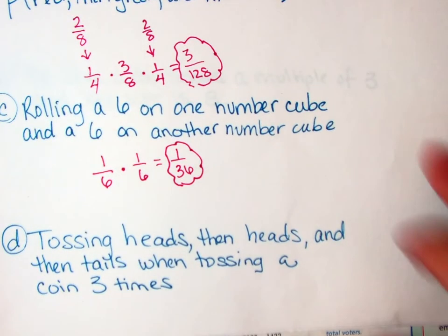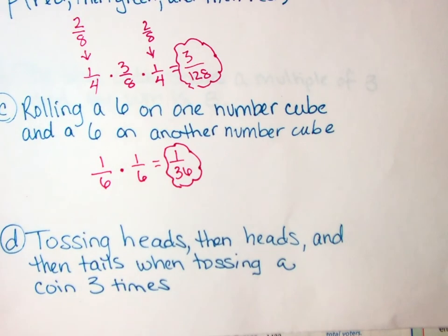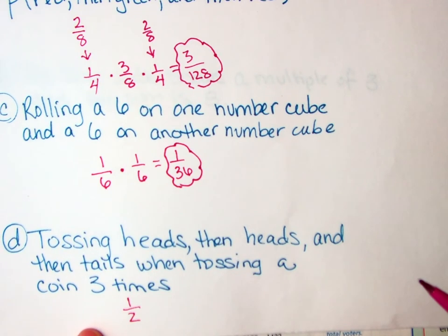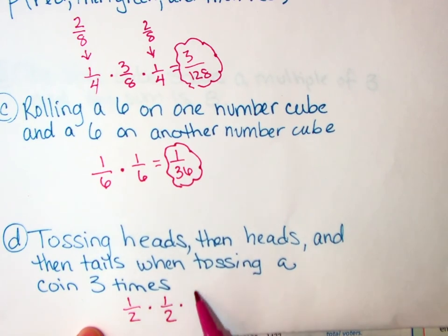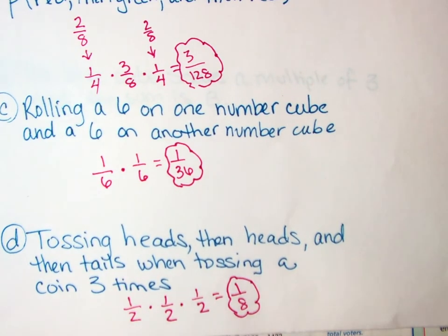All right, our next example, tossing heads, then heads, then tails when tossing a coin 3 times. So a coin has two options, a heads or a tail. So the first one I want to toss is a head. So I have a 1/2 chance of getting a head. Then another head. Well, that's another 1/2 chance. And then a tail. Another 1/2 chance. So to get them all, it's 1/8. That's our probability. Okay, let's move on.